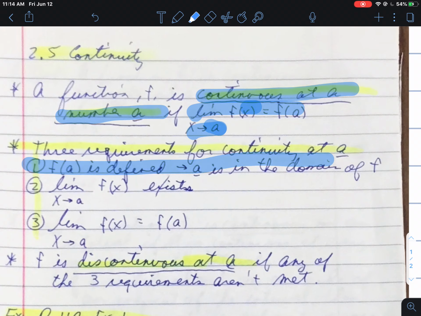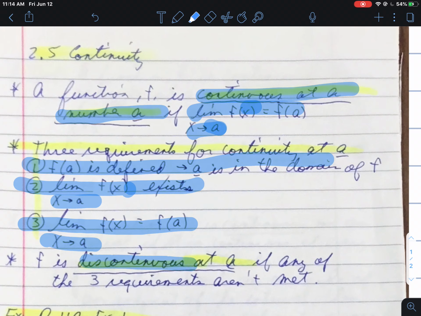Second, if a is in the domain of the function, you can plug it into the function and get an output. Then we check the value of the limit as x approaches a. We need that limit to exist. Just because a is in the domain of our function doesn't mean the limit as x approaches a necessarily exists. So we check to see that the limit exists. Then, if those two values exist and they are the same, your function is said to be continuous at the a value. Otherwise, we'll say that f is discontinuous at a if any of those three requirements aren't met.